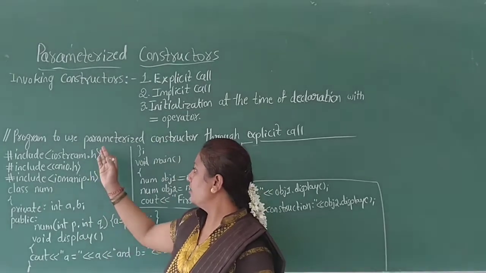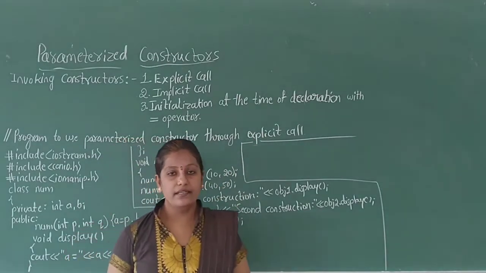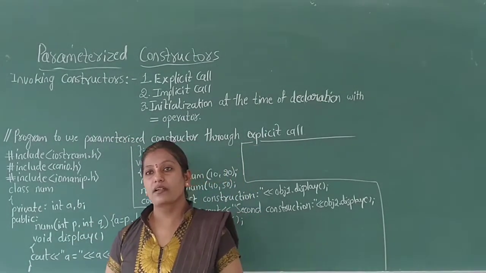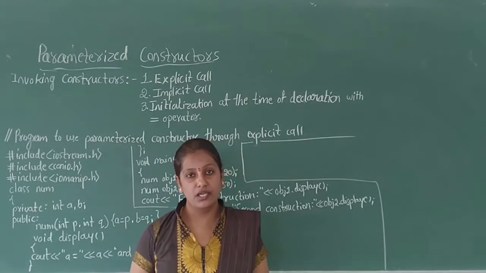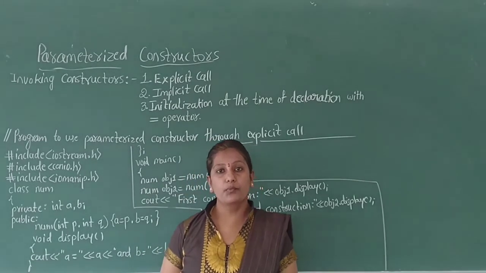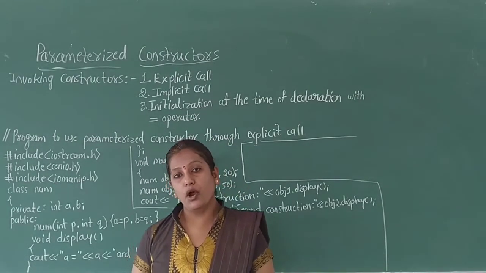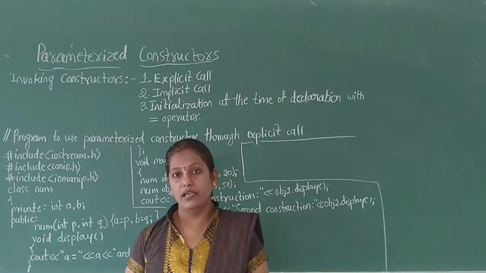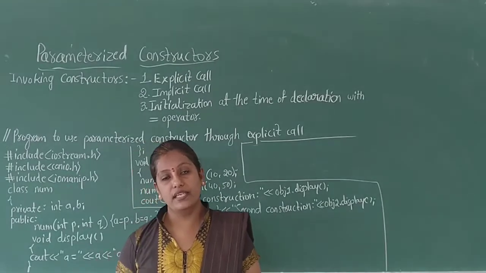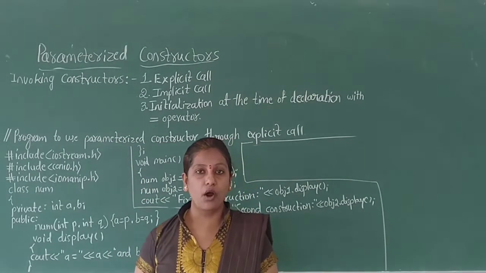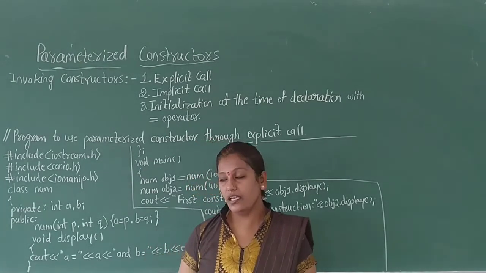Now we see a program that uses a parameterized constructor through explicit call. To write this program, we follow the declaration of header files using the keyword #include. It includes the input output, string, consolidated input output, and input output manipulator header files, to add the devices to the program file, to execute the input and output statements used in the program, and to use the manipulators used in the program.